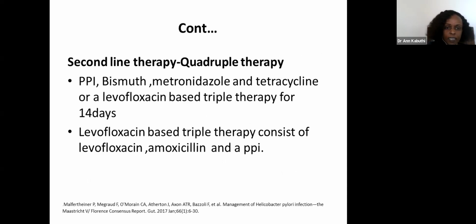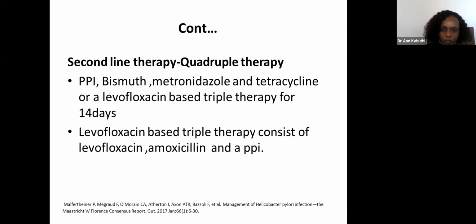As I said earlier, first line therapy can fail, and that means you'll have to go to second line therapy. That is after a first line triple therapy. And when that fails, what options do we have? You could use a quadruple therapy. As I said, this one contains a PPI, bismuth, metronidazole, and tetracycline, or a levofloxacin-based triple therapy for 14 days. But remember, in our setup, we have high metronidazole resistance rates. So that should be avoided, and a levofloxacin-based triple therapy is recommended in this situation.